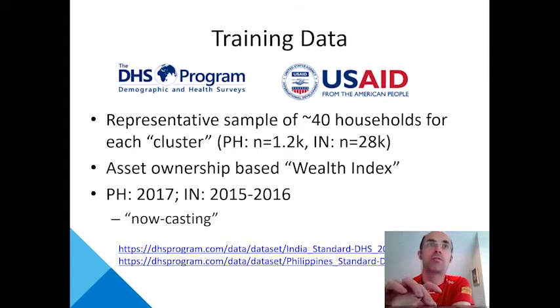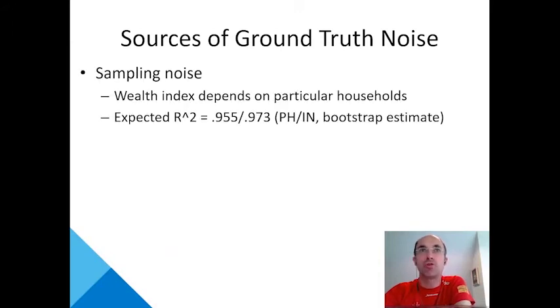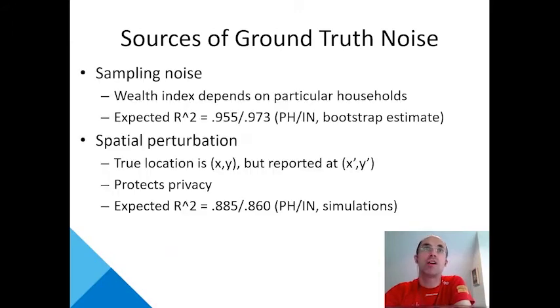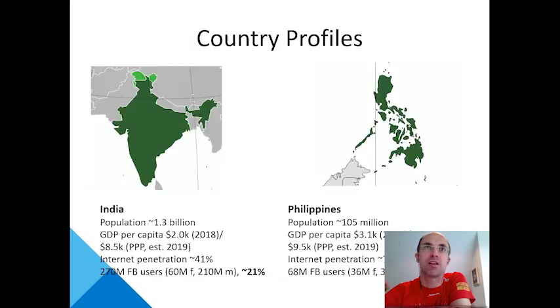Unfortunately, the temporal match is not perfect with the Facebook data, which is from 2019. Still, we are trying to evaluate it in a sort of outcasting approach. The ground truth data is noisy. First, it's a sample, not an enumeration. Then there's spatial noise that's introduced to protect privacy. In combination, there are certain upper bounds that no method could beat in terms of expected R squared, about 0.84 for the different countries. Later, when you see R squared values, keep these upper bounds in mind to compare against. There are details in the references at the end.